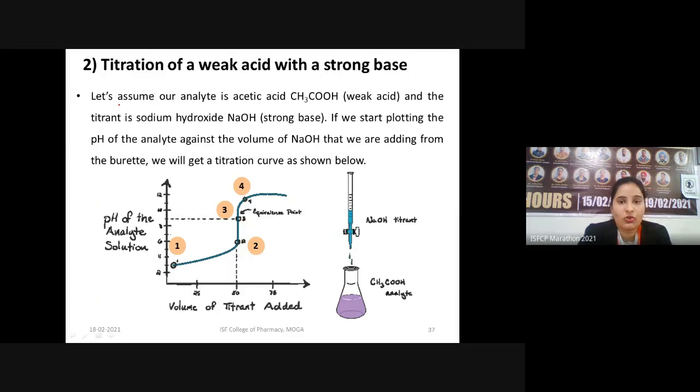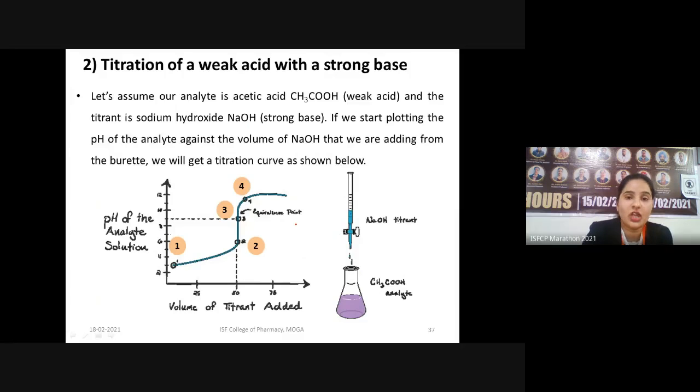So again, what we have done here is take a weak acid, that is acetic acid, as an analyte in the conical flask, and we are adding sodium hydroxide solution. When we plot the graph, again we get a graph of the same shape, and we will observe 4 points in the graph turn by turn. This particular point at which we observe an abrupt, sharp change in the pH is the midpoint of the sharp pH change, and it is known as the point of equivalence or equivalence point.